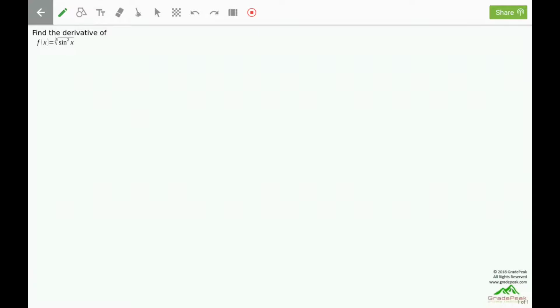Find the derivative of f of x equals the cubed root of sine squared of x. F of x here is made up of a root, the cubed root, of an entire expression, sine squared of x. Since we have a root involved, we're going to want to rewrite this as a fractional exponent.